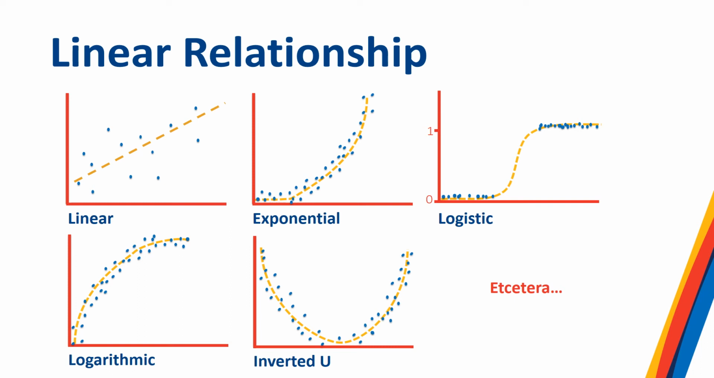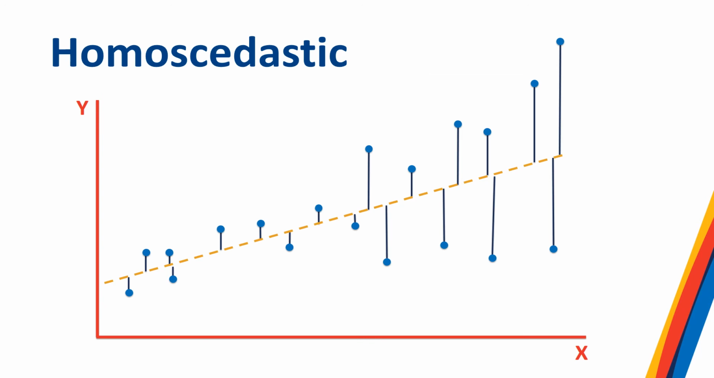On slide 12, we introduce the next basic principle of logistic regression, and that's that you don't have what's called heteroscedasticity.